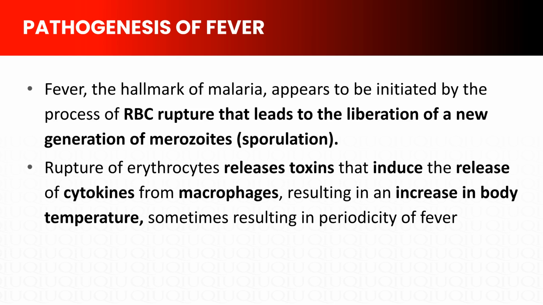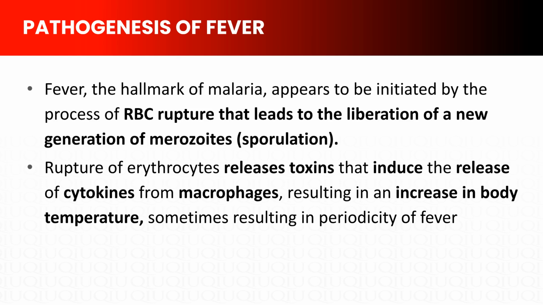Fever is the hallmark of malaria and is initiated by the rupture of infected red blood cells that liberates a new generation of merozoites. This is called sporulation. When erythrocytes burst, they release not only merozoites but also hemozoin pigment, parasite proteins, and red blood cell debris. These products act as toxins that induce macrophages to release pro-inflammatory cytokines, particularly tumor necrosis factor, interleukin-1, and interleukin-6.